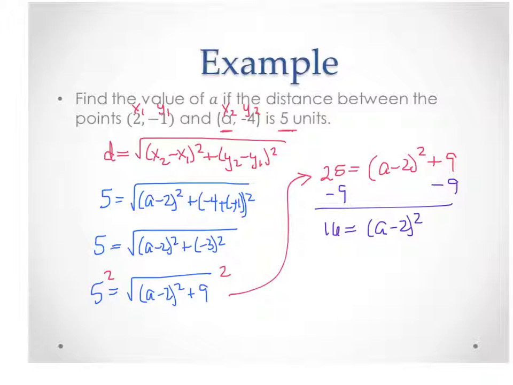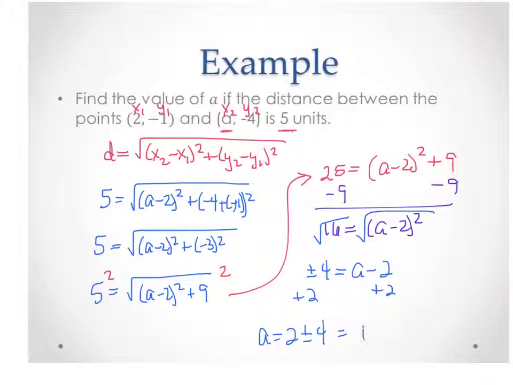Now how do I get rid of a squared? I'm going to square root. And when I square root and I had a squared, I'm going to add a plus or a minus. So I have plus or minus 4. And we add 2. And so we have a equals 2 plus or minus 4. So 2 plus 4 is 6. 2 minus 4 is -2. They both work.